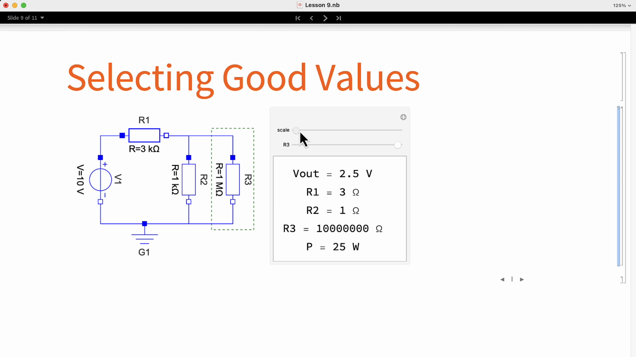If we increase a little bit the value of the resistors, now it's 30 ohms and 10 ohms, the power consumption decreases and the output voltage is still very good, 2.5 volts or very close to it. Let's increase it a little bit more.